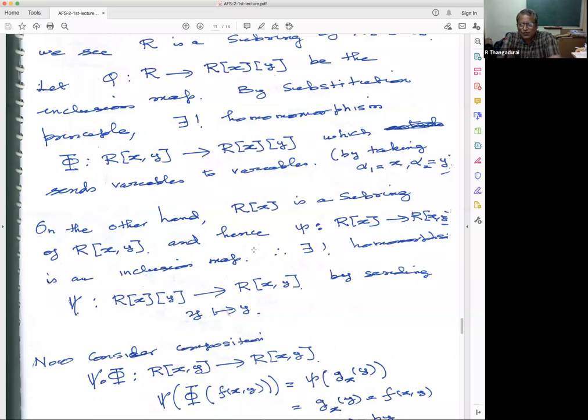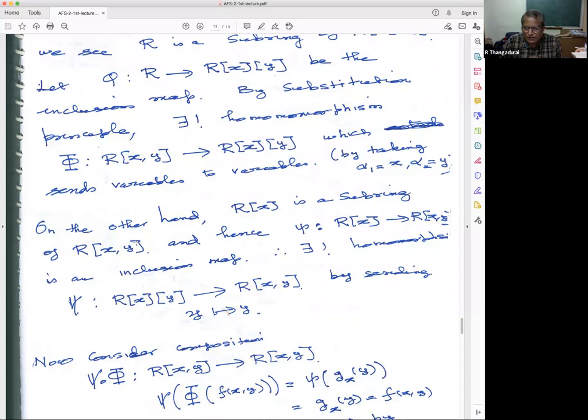Okay, so how do we get this? R[x] is a subring of R[x, y], because any polynomial in one variable is sitting inside the polynomials in x, y, the two variables, just by putting y equal to a ring element. There is no y appearing. One variable polynomials we can always think of as two variable polynomials also. Therefore it is sitting inside.